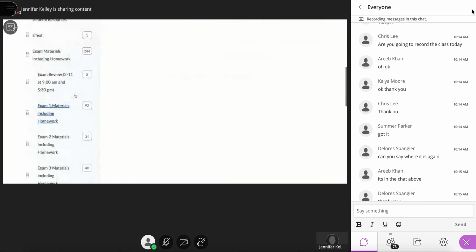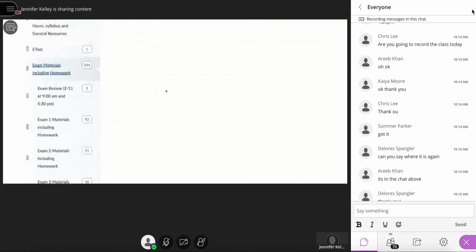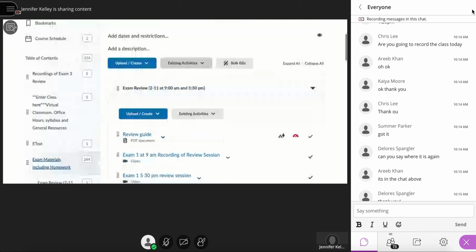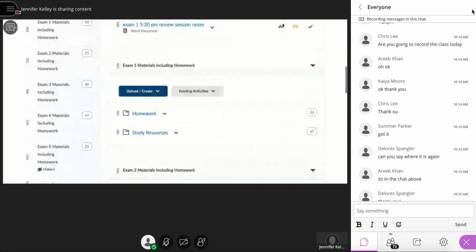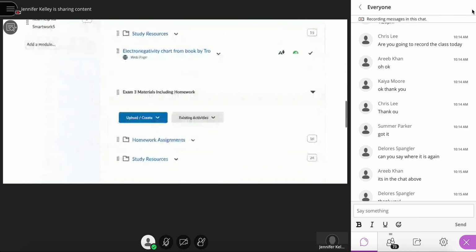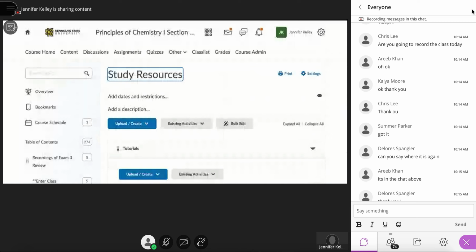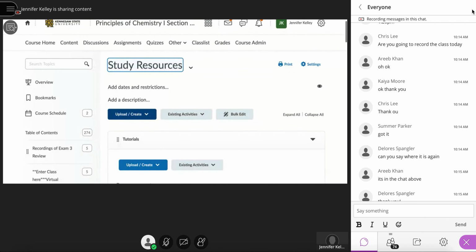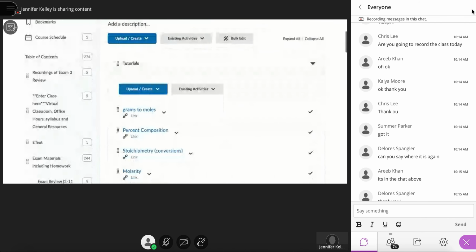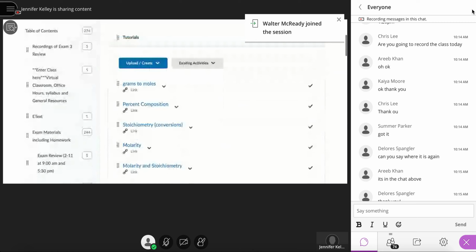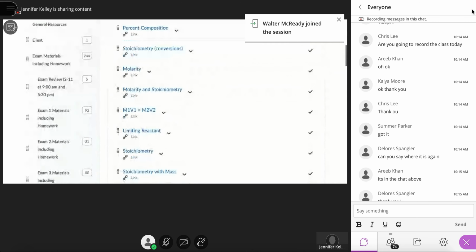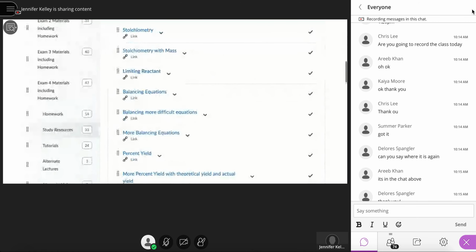The exam materials. So click on that. Exam materials, you're going to go to exam 4 materials. You're going to click on study resources. You'll notice another thing here. I put up like 23 new tutorials yesterday. So if there's a concept that you're kind of shaky on, there's probably a tutorial on it. So if you look here, you'll find all these tutorials.